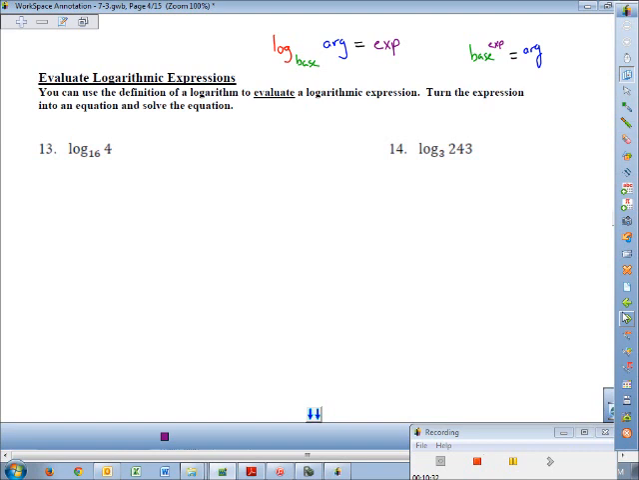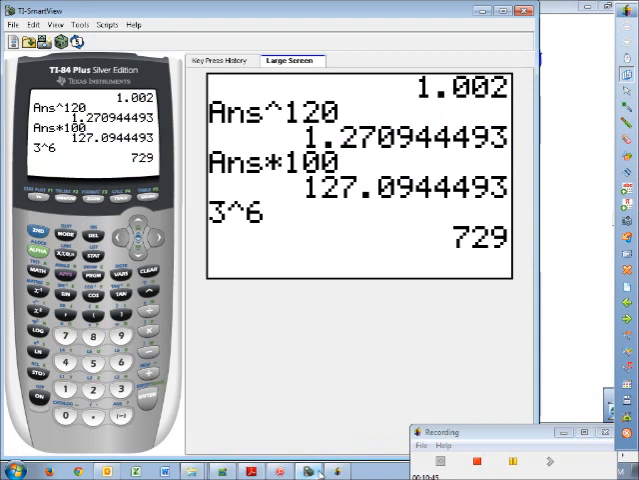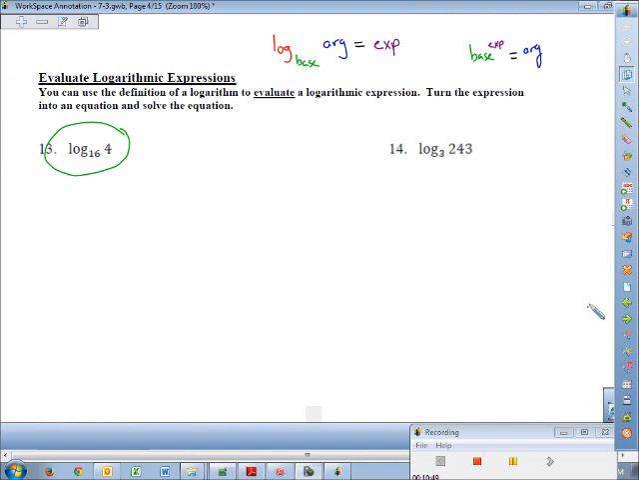Evaluating a logarithmic expression. They're asking us, what's log base 16 of 4? Like, what is it? It'd be great if you could punch that in your calculator. Do you all see that you have a log button over here? Here's the problem. That's log base 10. This button only works for logs base 10. According to this problem, is this a log base 10?